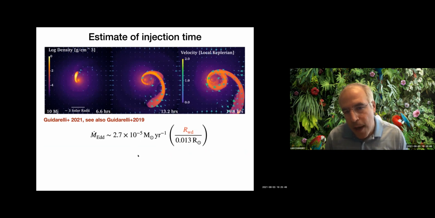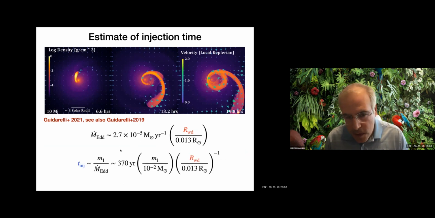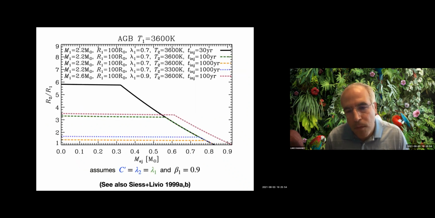For the injection time, one can use the Eddington rate to estimate that, based on simulations and simple ideas about how fast it could accrete. It might accrete faster than Eddington, but as a conservative estimate, we chose the Eddington rate. And you get expansion that can be up to a factor of a few, depending on the values of these parameters. So it is possible that this scenario could engulf another planet.